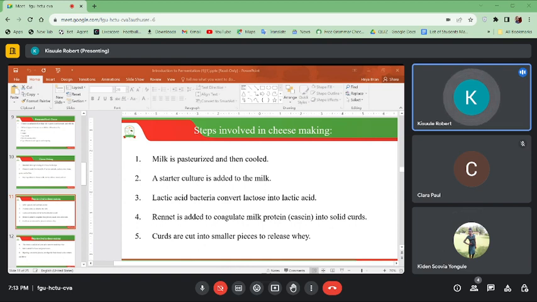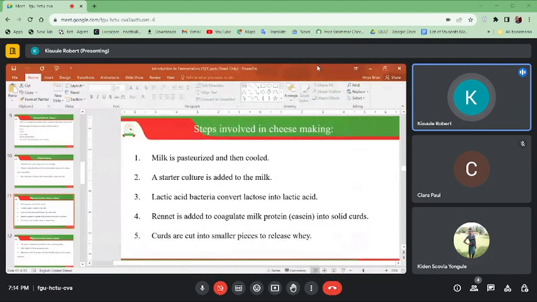So, for pasteurization, heat is used to kill or inactivate harmful microorganisms, such as bacteria, yeast, and molds. Here we aim at preserving the quality and flavor of the products. Good to note is that pasteurization was introduced by a French scientist known as Louis Pasteur. And we are saying that starter culture is added to the milk after pasteurizing and then cooling.